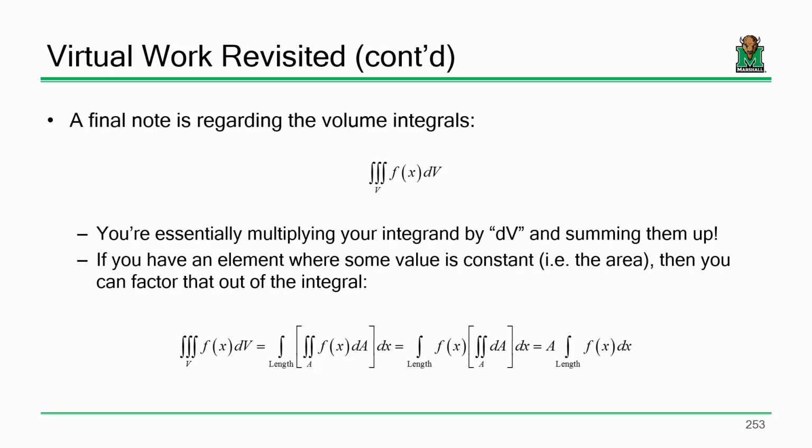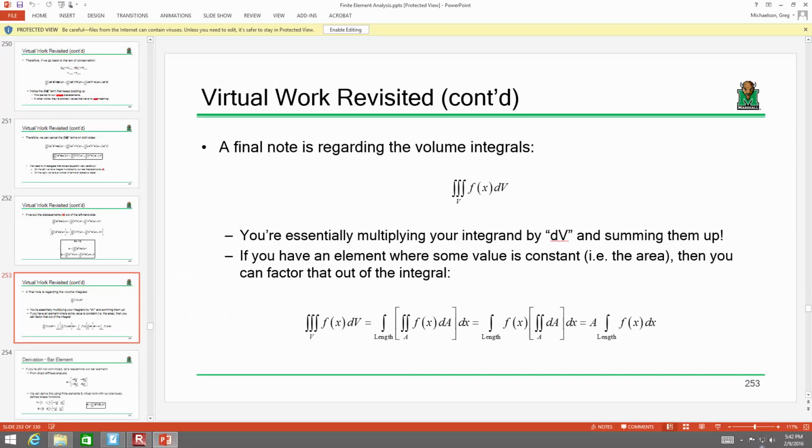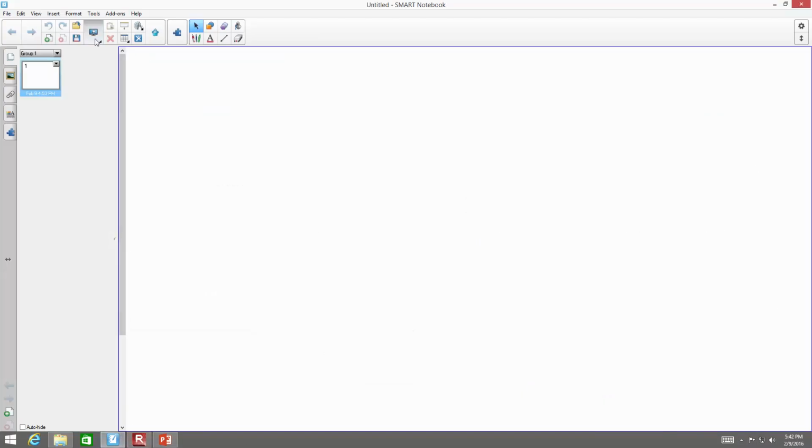So I propose to you that instead of doing a triple integral over the volume, I can just pull an area on the outside and just integrate over the length. Everybody okay with that? All right. If you're okay with that, watch this. You're going to like this.